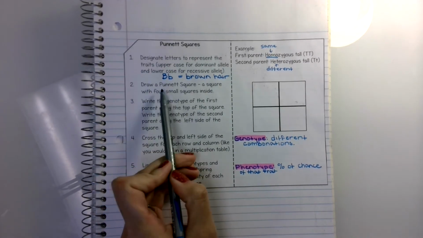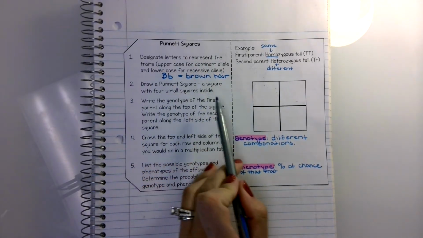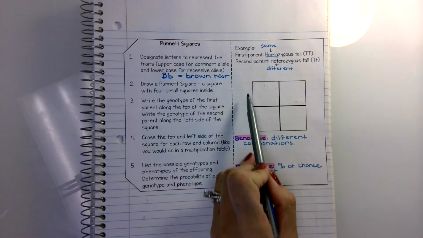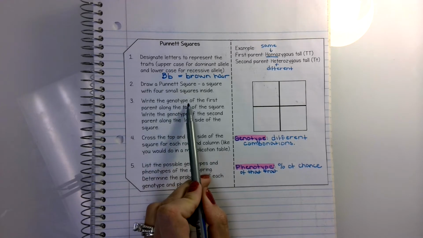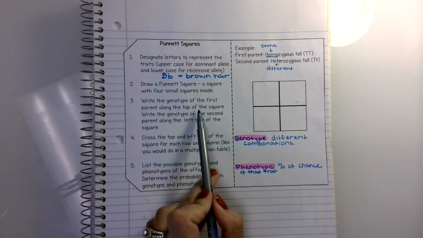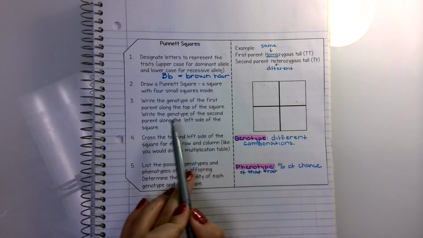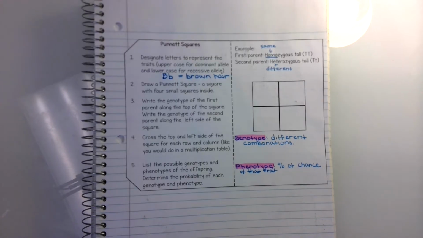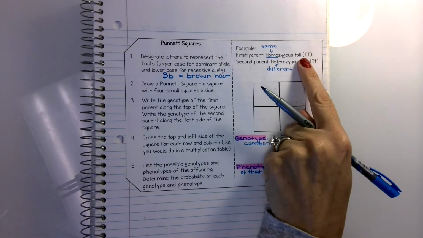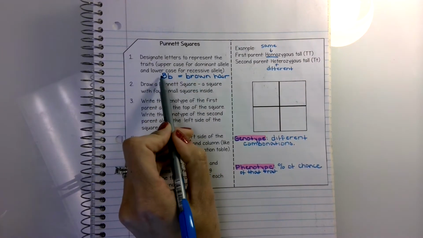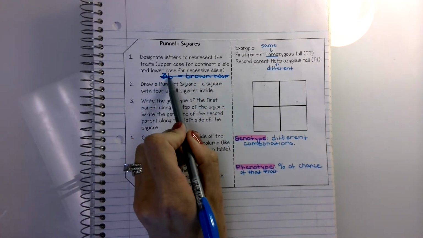All right, draw a Punnett square, a square with 4 small squares inside. Okay, got one right here. Write the genotype for the first parent along the top of the square. Write the genotype for the second parent along the left side of the square, just like the squares you make for multiplication if you're doing the box method. Oh, we're supposed to be doing tall. Yeah, I'm going to cross this out. Never mind, I'm not doing brown hair.